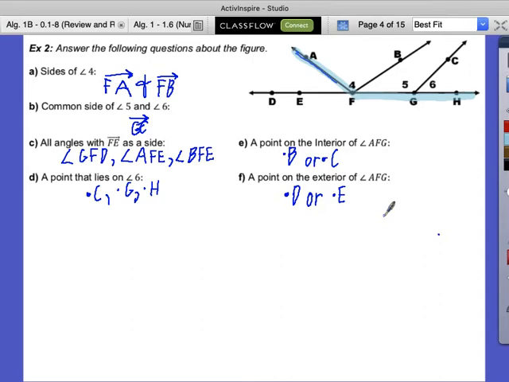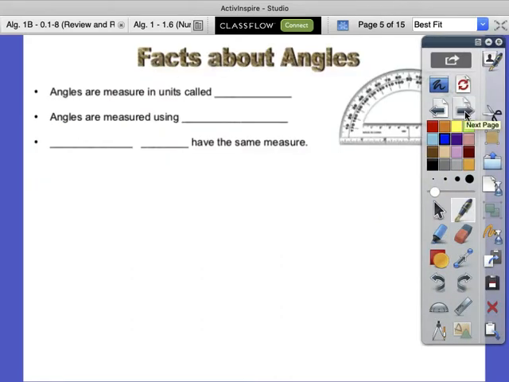Jacob and Liddy. Alright, some facts about angles. Christian, why don't you pick a color for me? Okay. I don't know how well we'll be able to see this. Can you guys see that? Yeah. Okay.